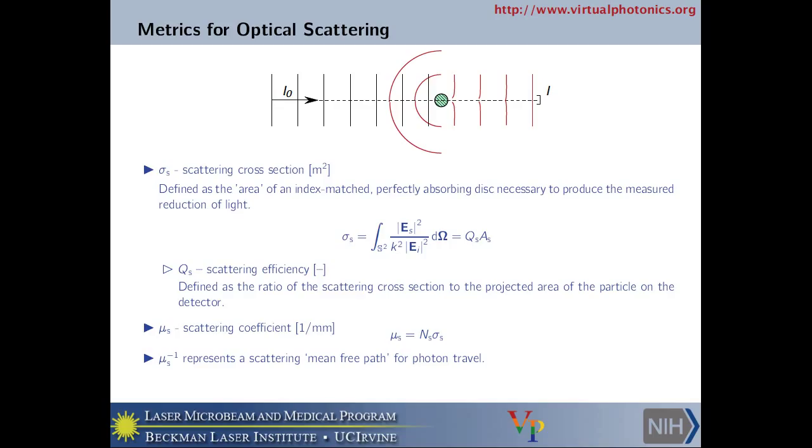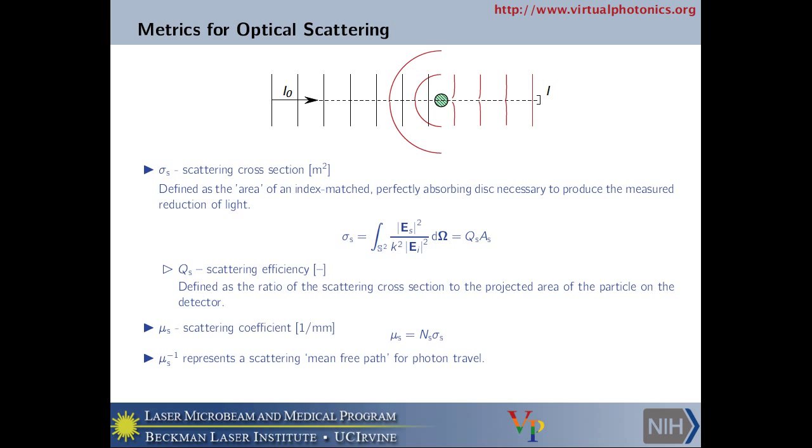The scattering coefficient is derived from the scattering cross-section, which has units of area, times the number density of scatterers, which has units of number per unit volume. So that's how you get a unit of reciprocal length, okay? And the reciprocal of mu s represents a scattering mean free path for photon travel.